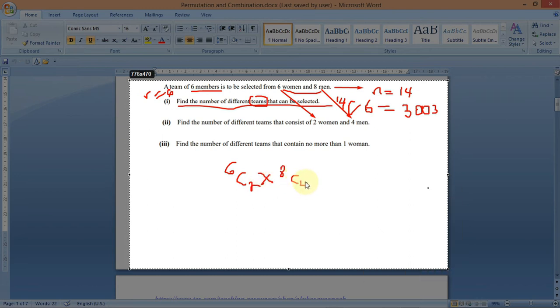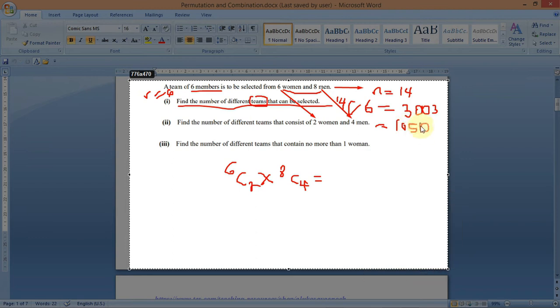So I'll just use my calculator to complete that. 6 shift combination 2 times 8 shift combination 4. So that is 1050. So there are 1050 ways of doing that.